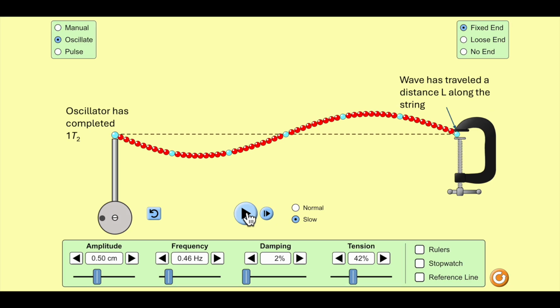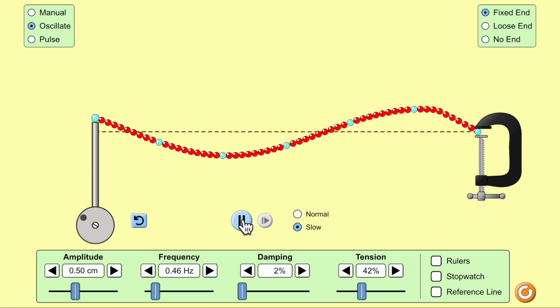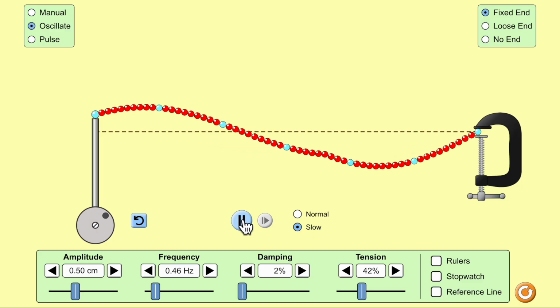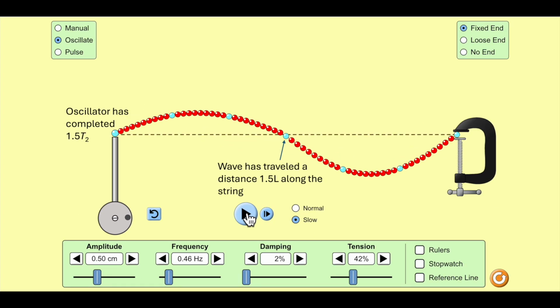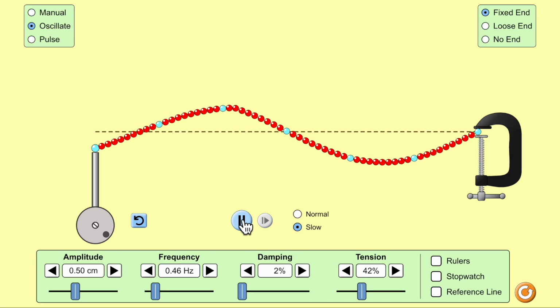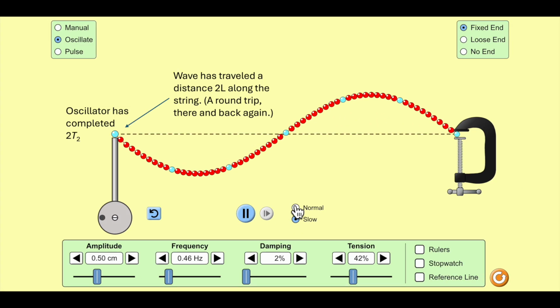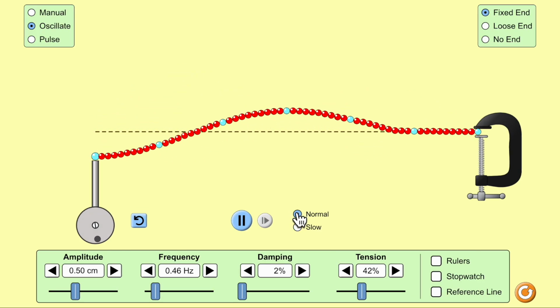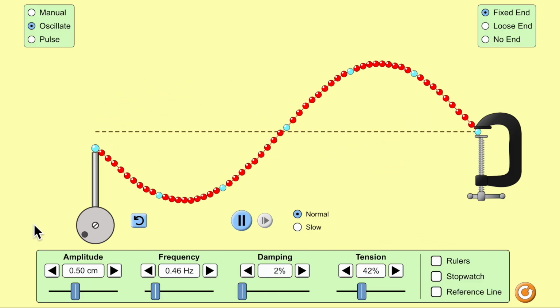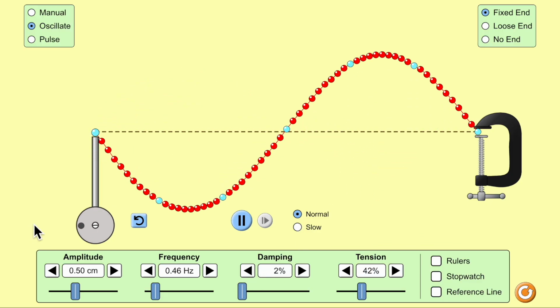arrived at the clamp. Another half period later, the front of the wave is halfway back to where it started, now traveling leftwards. And as the oscillator completes 2 oscillations, the wavefront arrives back at its starting point. As before, this synchronization ensures that the oscillator is moving upwards as the wave arrives, and the wave is flipped from upside down to upright. Thus, the oscillator reinforces the wave through this synchronization. And as a result, we get another standing wave, the second harmonic to be precise.